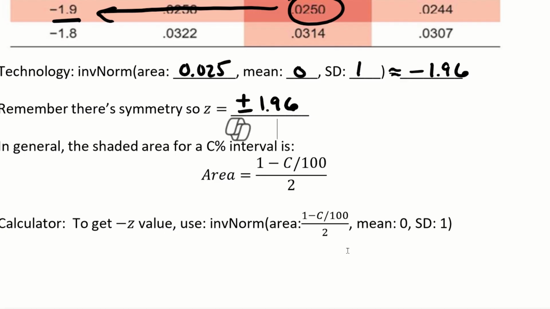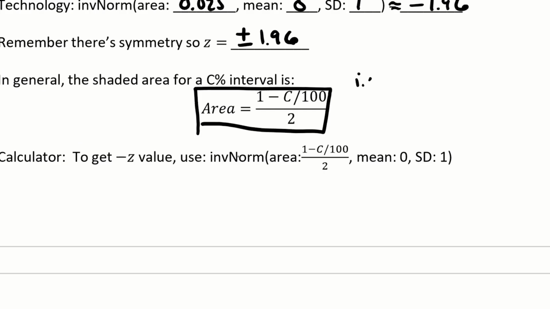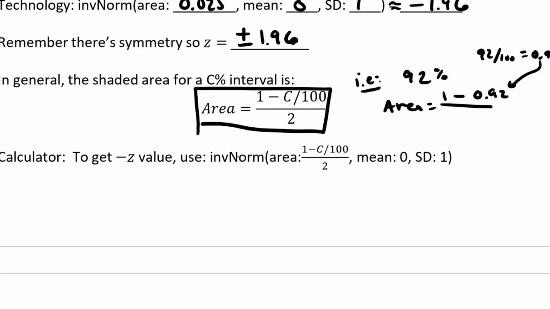So in general, the shaded area, this is the general formula. If you have any confidence interval, this is going to give you the area. So, for example, if I have a 92% confidence interval, then the area would be 1 minus 0.92, because 92 out of 100 is 0.92, right? Over 2. And so we get 0.08 divided by 2, which is 0.04. And so we would have the area being 0.04 in each tail.